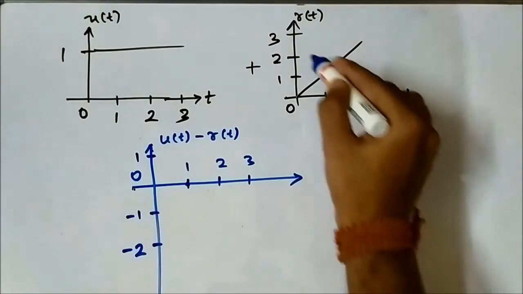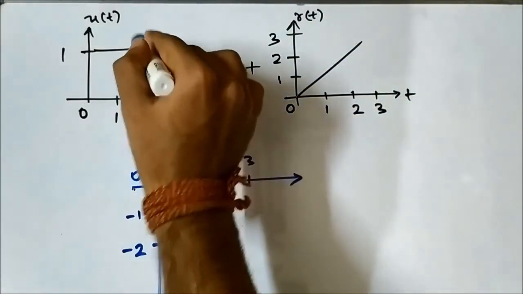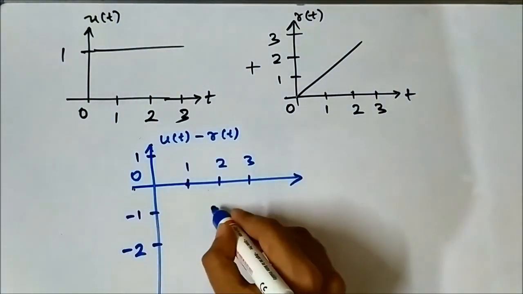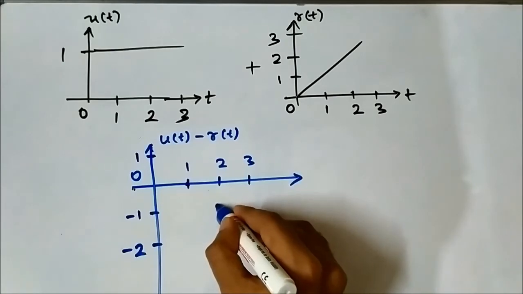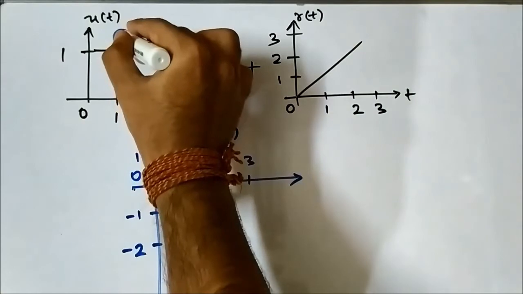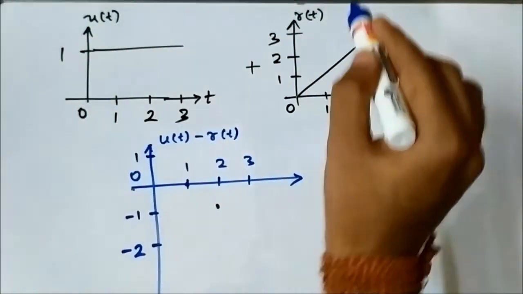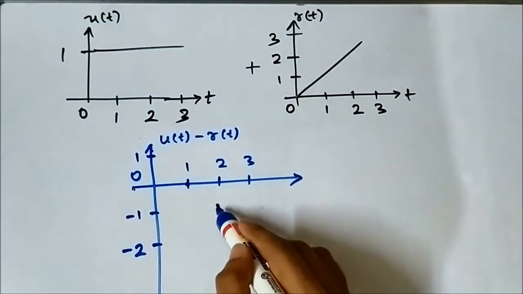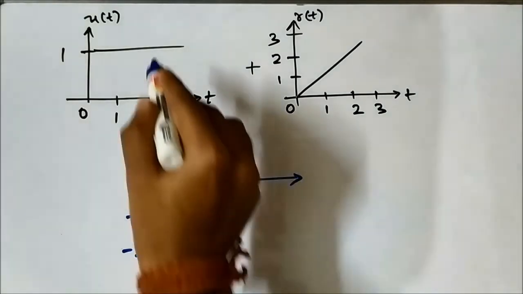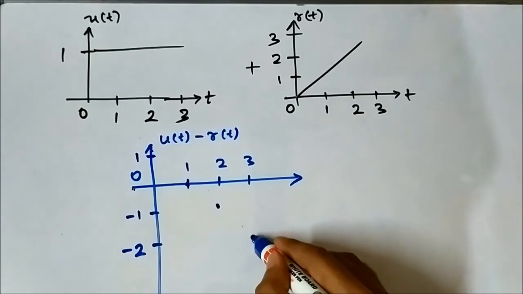Then at t equals to 2, the value of the ramp signal is 2. Here it is 1. So 1 minus 2, it will be minus 1. So at t equals to 2, it is minus 1. Then at t equals to 3, same here it is 1, but here it is 3. So 1 minus 3, it will be minus 2.